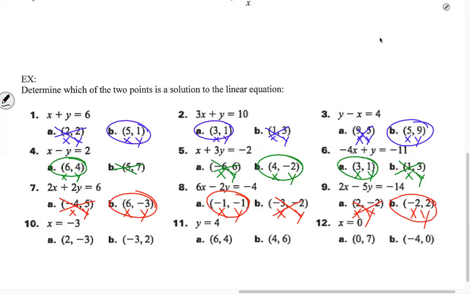Joey, what do we label our points? XY, XY. Joey, if I plug in 2 for X, does 2 equal -3? No. So my answer must be B, and I can check that because I can plug in the X value, which is -3, and I can see it's -3, -3.